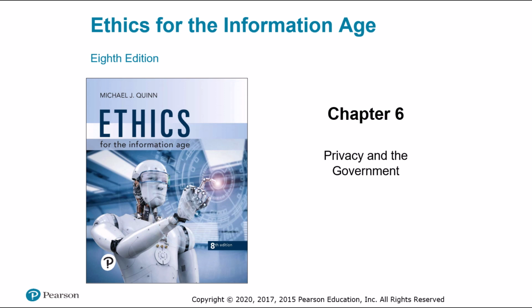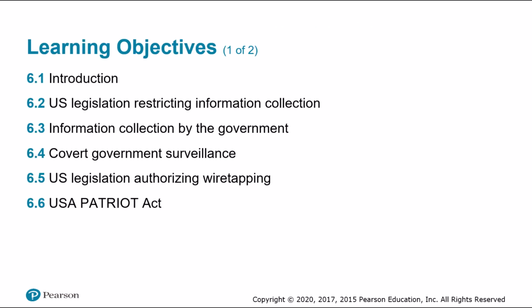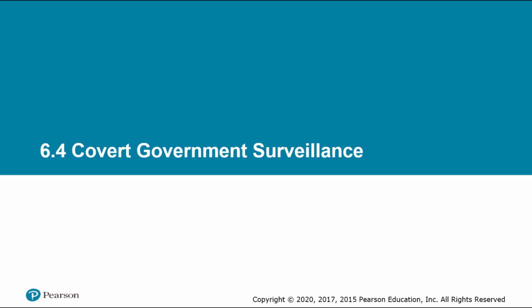We're going to continue exploring Chapter 6, which is titled Privacy in the Government. In particular, for this lecture, we're going to cover Section 6.4, Section 6.5, and Section 6.6. Section 6.4 is about covert government surveillance.